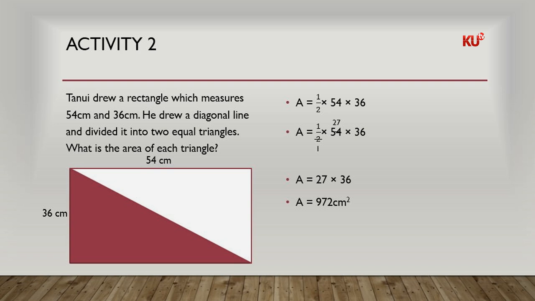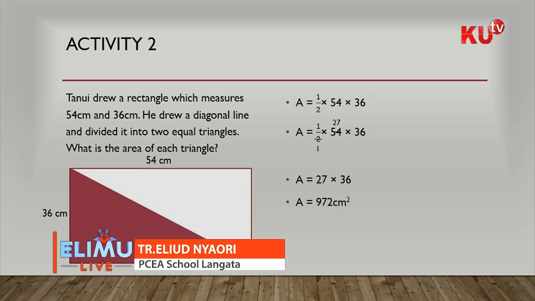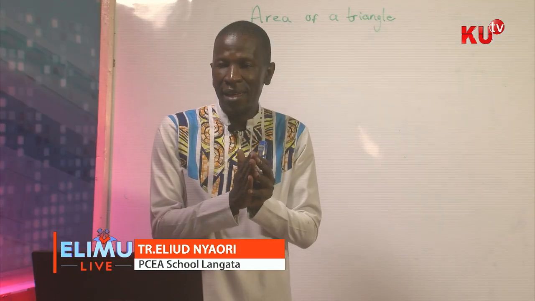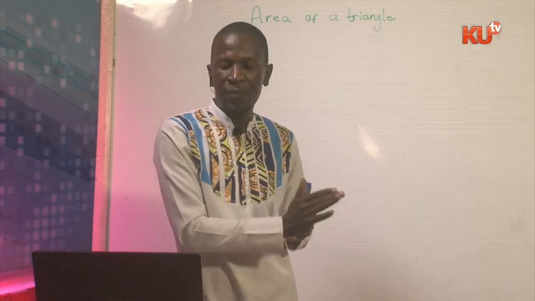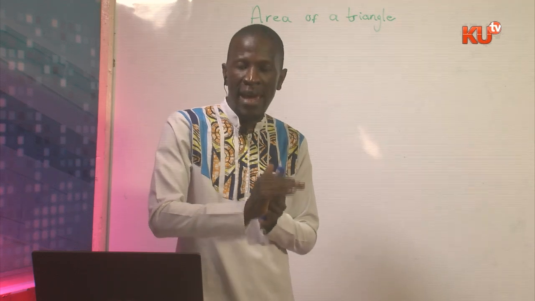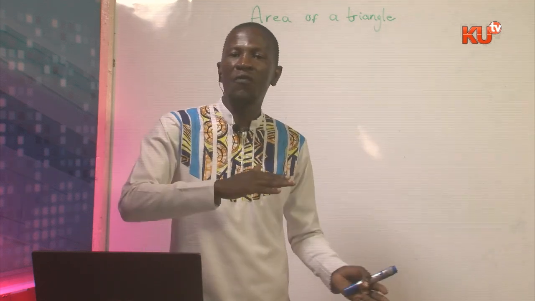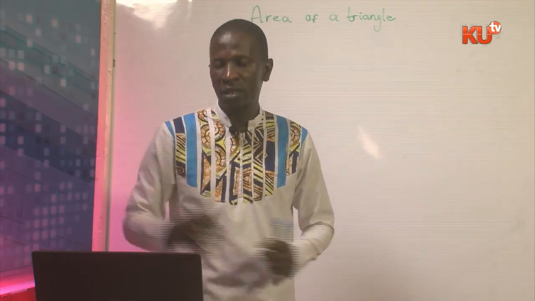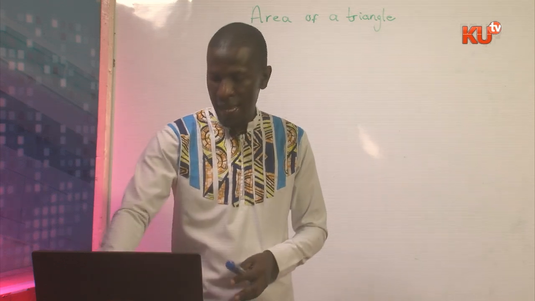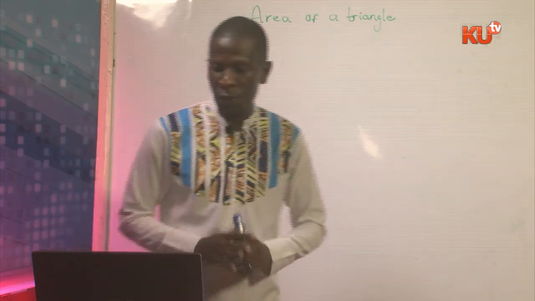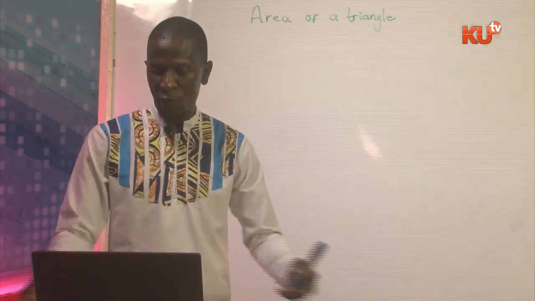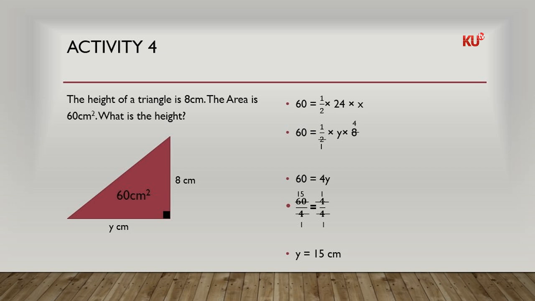There is a situation where you can be given the area plus one side. Either you have been given the base or you have been given the height, and you need to find one of them. So how do we go about it? That one now takes us to activity 4. Let's see it, we read, then I explain. Then I want to believe from there we will be in a position to tackle any question dealing with area of a triangle.